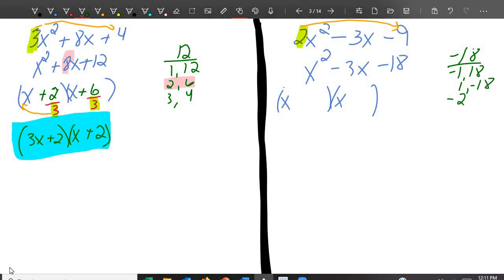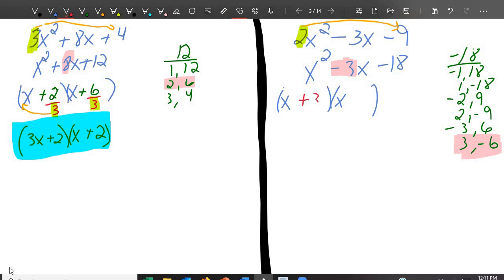Then we got negative 2 and 9, 2 and negative 9. Whoops, let me erase that. Negative 9 and negative 3, 6, positive 3, negative 6. Okay, so the middle number is negative 3. So I find the pair that equals negative 3 right here, and I place those two numbers in the parentheses.